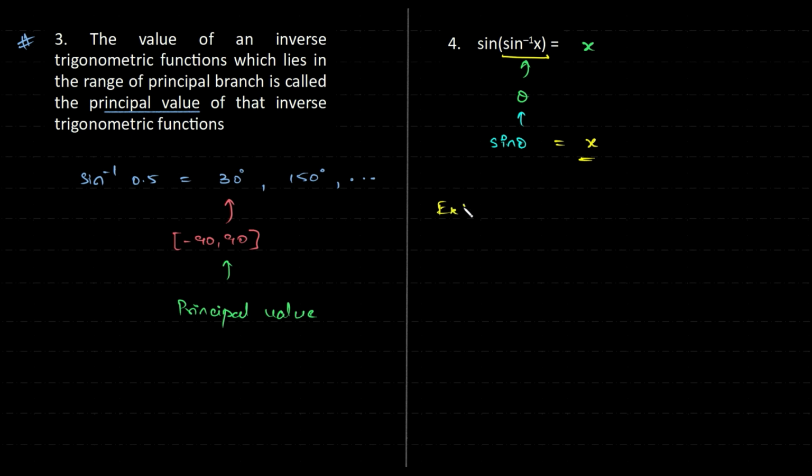So let me explain with an example. That would make sense. So sine inverse of half. Here we'll write the principal value. So that would be 30 degree. And sine of 30 degrees is again half. So instead of writing this as 30 and then taking sine of 30, which is half again, I could have directly written this answer as half.